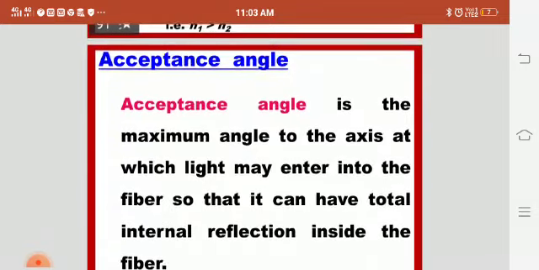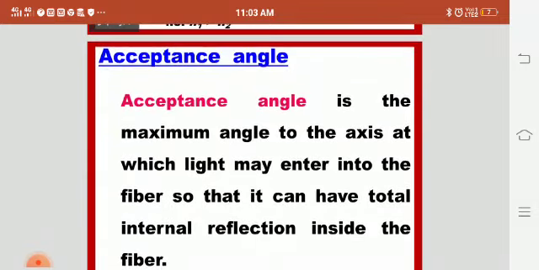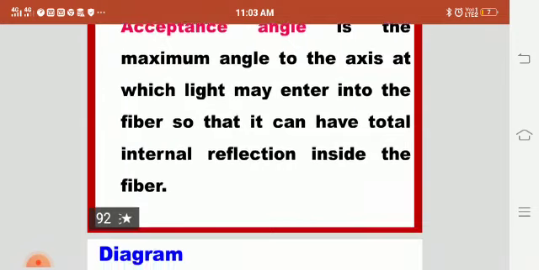Now we will discuss the acceptance angle. It is the maximum angle to the axis at which light may enter into the fiber so that it can have total internal reflection inside the fiber.